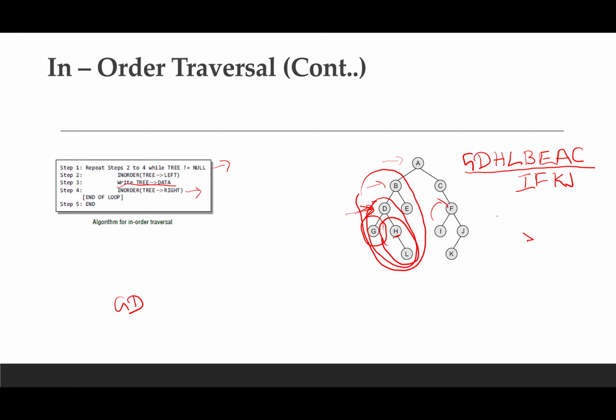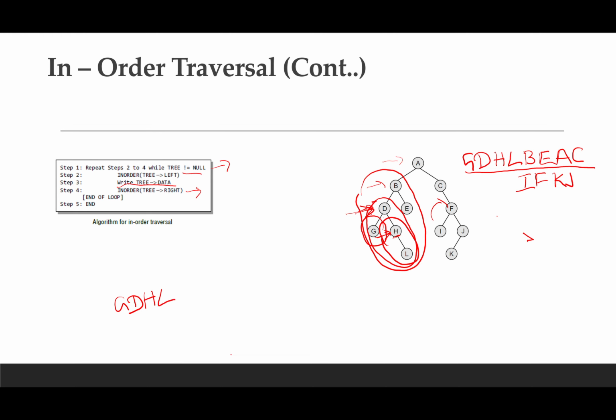Okay. Now we are here. So what is it doing? It will check the condition is true. So it will call inorder(tree->left). Okay, so left is called and we are here and it will check for the left child. Okay, it doesn't have a left, so it will write tree->data, it is H. Then it will call inorder(tree->right). So what is the right? It is L, so it will print the L.